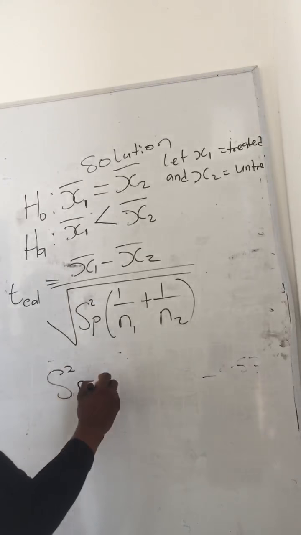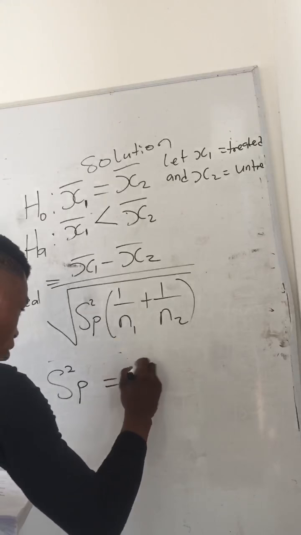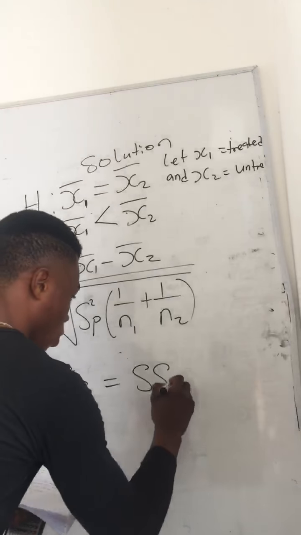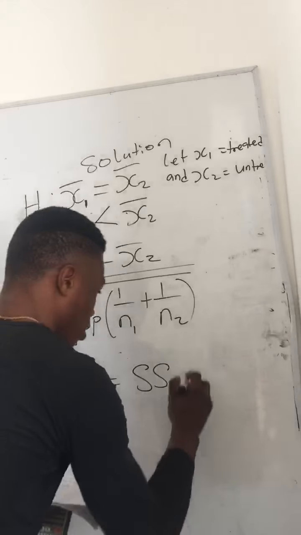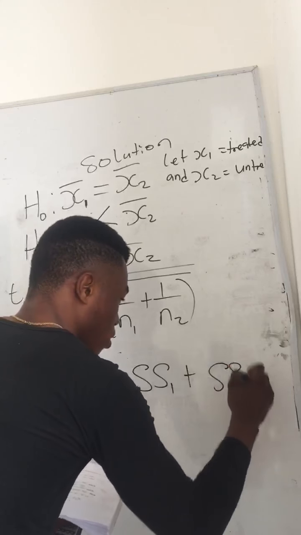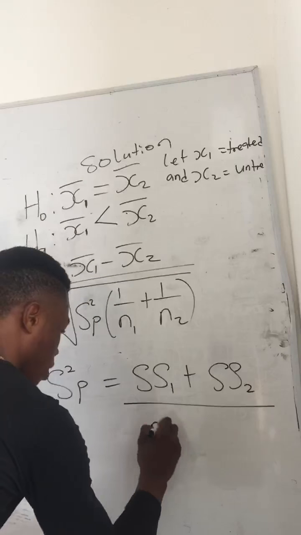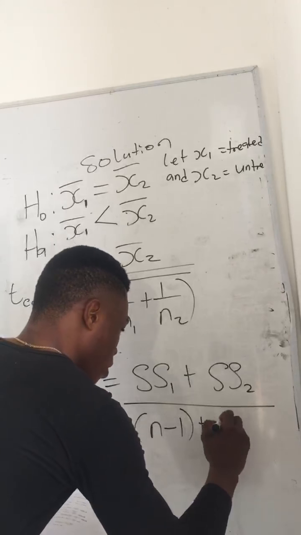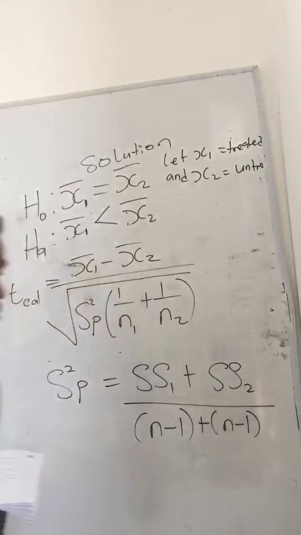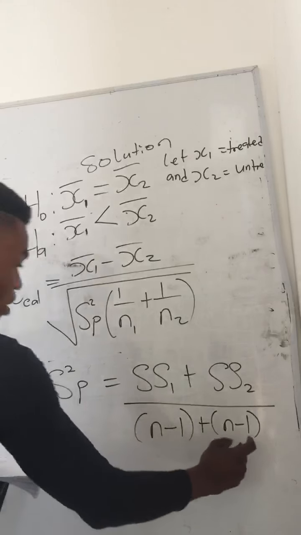Now pooled variance is given by the formula: the sum of squares of sample 1, which is the treated, plus the sum of squares of sample 2, which is untreated, divided by the degree of freedom of sample 1 plus the degree of freedom of sample 2. So I have the sum of squares of sample 1 plus the sum of squares of sample 2 divided by the degree of freedom of sample 1 plus the degree of freedom of sample 2.